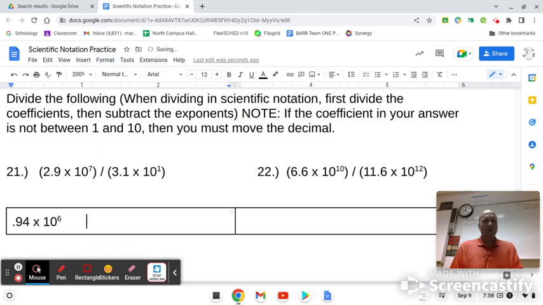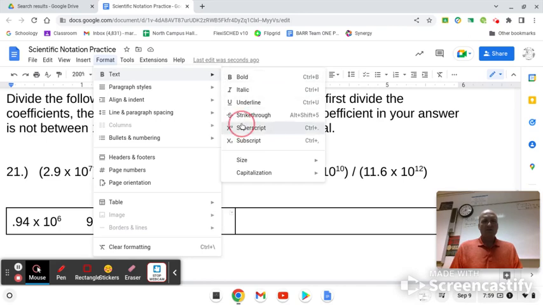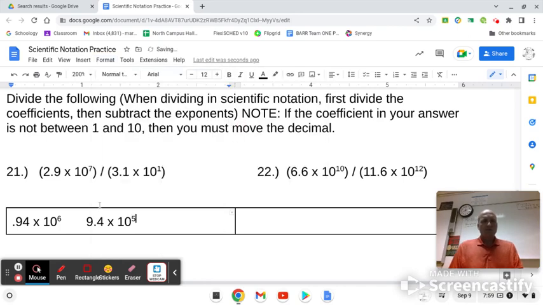All right, like before, this number in front is not between 1 and 10. The decimal needs to go to the right one time. So it's going to be 9.4 times 10 to the, now because I moved it to the right, that exponent needs to go down 1. It's going to be 10 to the 5th. All right, I'm going to just highlight my best answer.